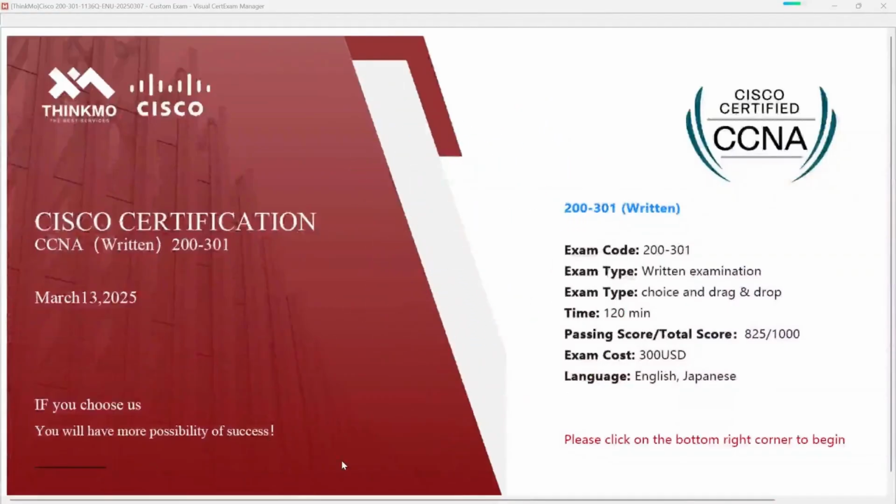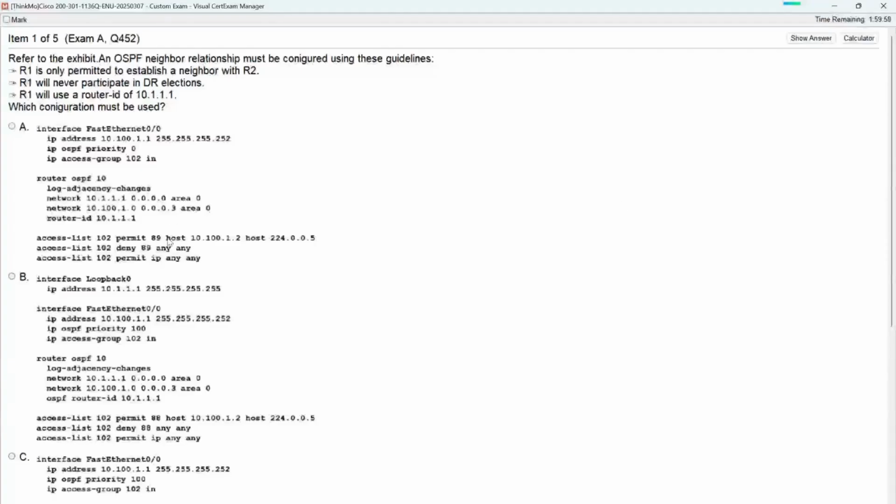Hello everyone, today I'm going to explain 5 technical questions from the CCNA exam. Let's start with the first question. The question is too long, so I won't copy it here. It's asking us to configure OSPF according to the following guidelines, which are these 3 rules listed below.